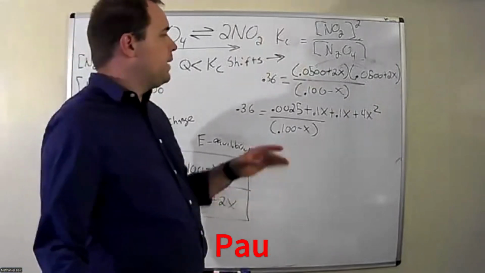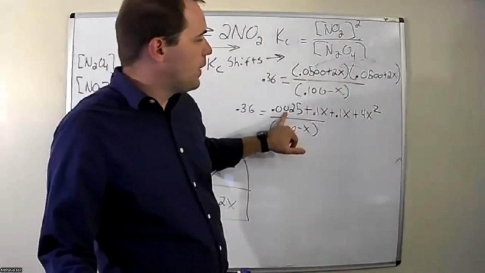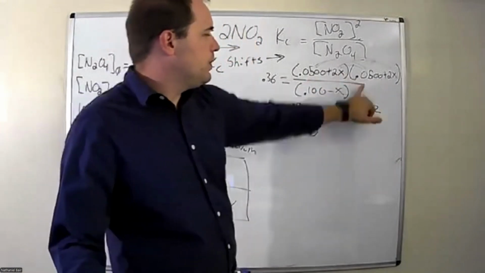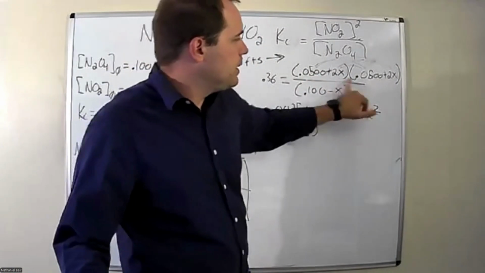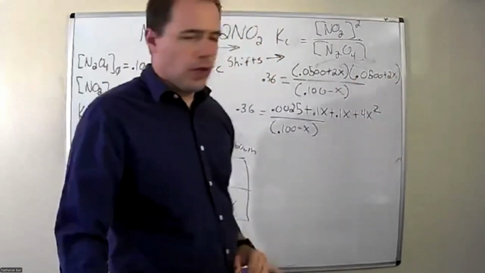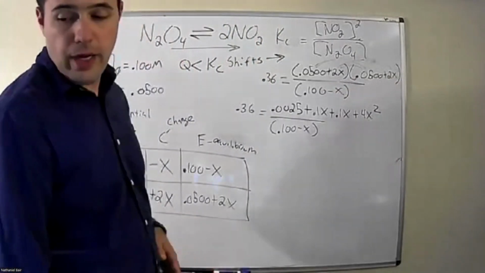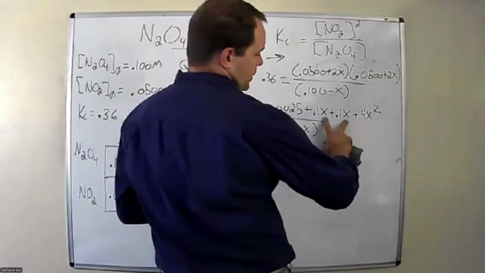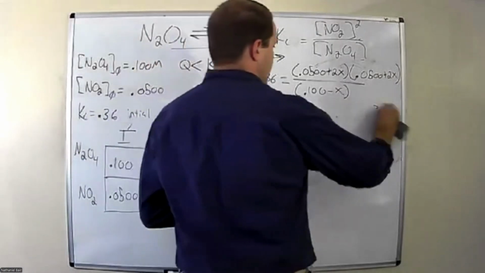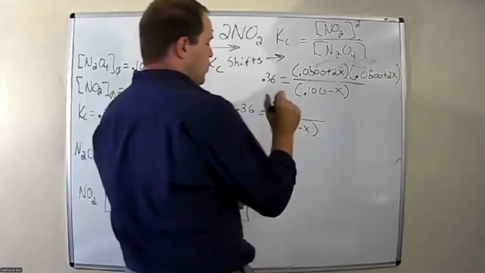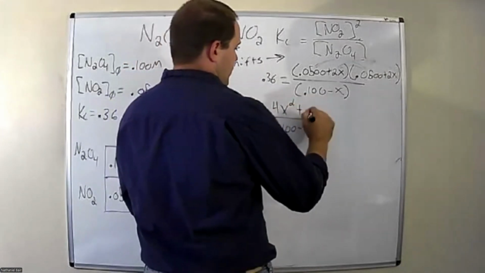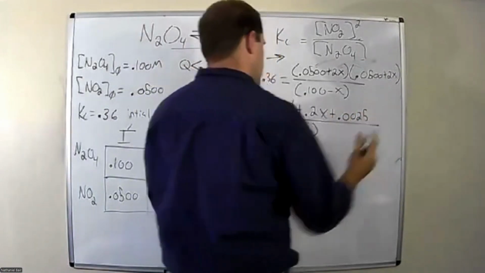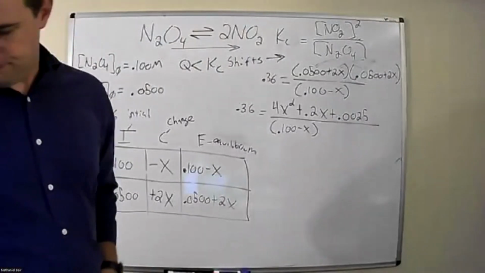All right, folks, hopefully what you got when you did the first was 0.0025. When you did the outer, you got 0.1x. When you did the inner, you got 0.1x. And when you did the last, you got 4x squared. Now I'm going to combine this and rewrite it, because we're eventually going to need to do the quadratic formula. I'm going to rewrite this as 4x squared plus 0.2x plus 0.0025. Just like that.